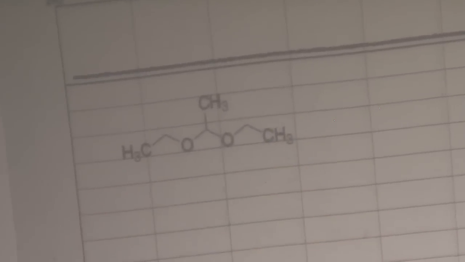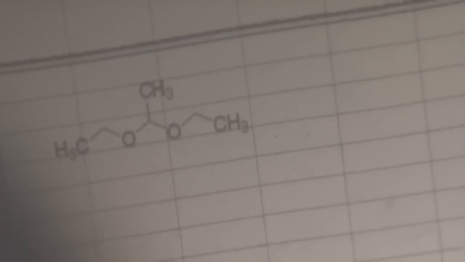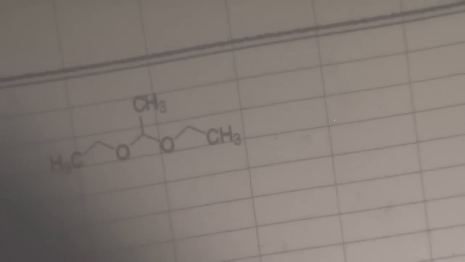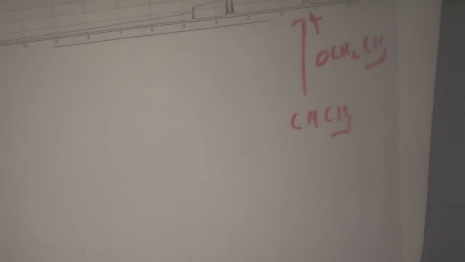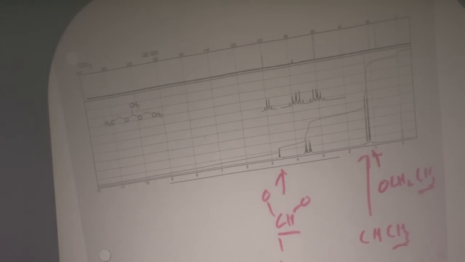So what do we have here? We have a couple of ethyl groups, and we have a methyl group. The CH3s of the ethyl group appear here as a triplet. So this is OCH2CH3. That looks pretty reasonable. We have another methyl group. It appears as a doublet. That's our CH, CH3. That looks pretty reasonable. We have our methine. It's the one that's attached to two oxygens, so it's shifted downfield. It's at 4.6 parts per million. It's a quartet because it's split by the methyl group.